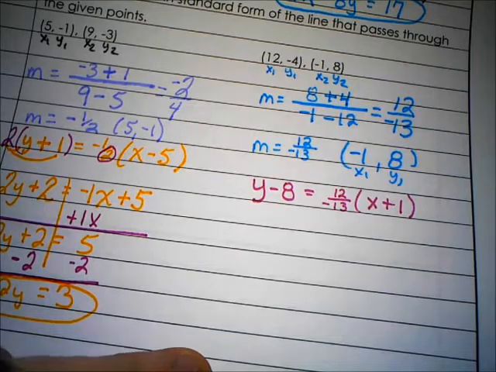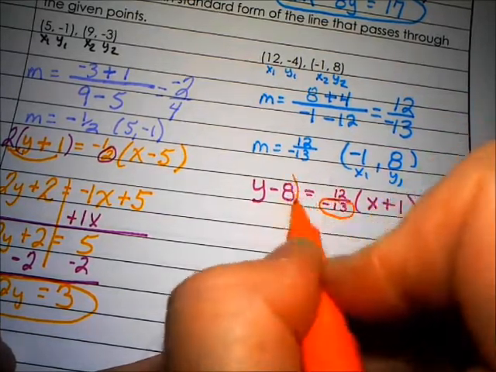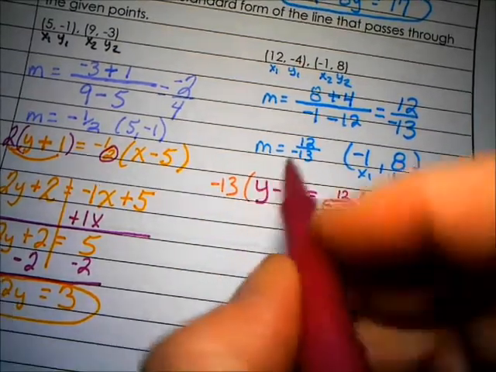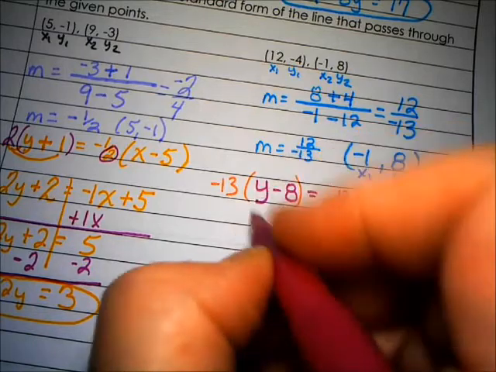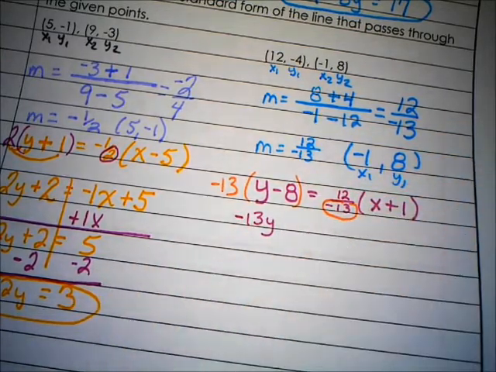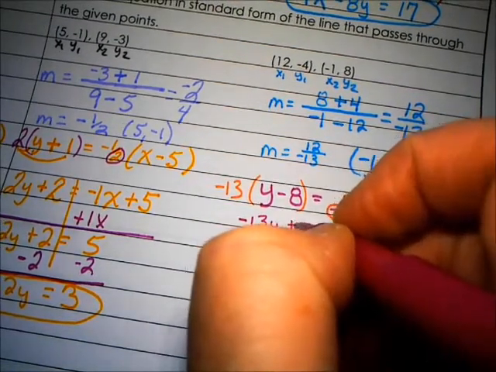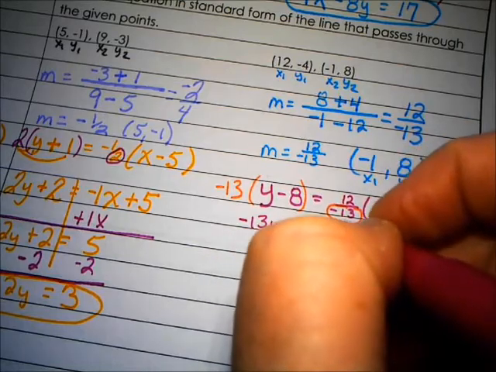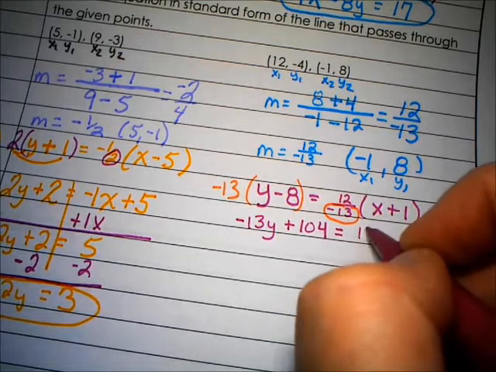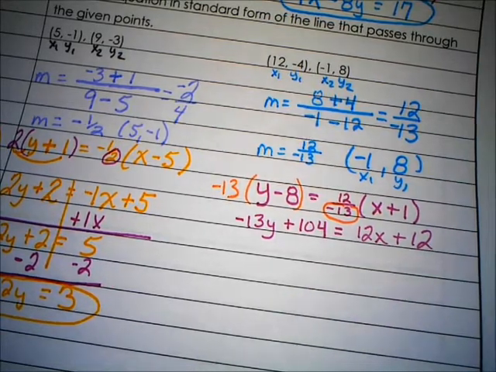Okay. Next step is take care of this denominator. I'm going to multiply through on the other side. When I distribute, negative 13 times y is still negative 13y. And then negative 13 times a negative 8 is a positive 104. I want to multiply the 12 in. That gives me 12x plus 12 on the right hand side.